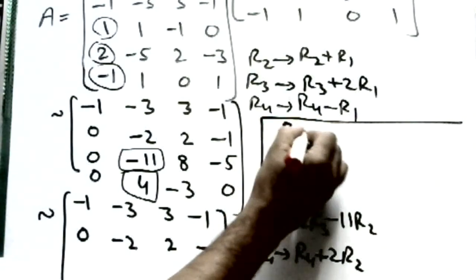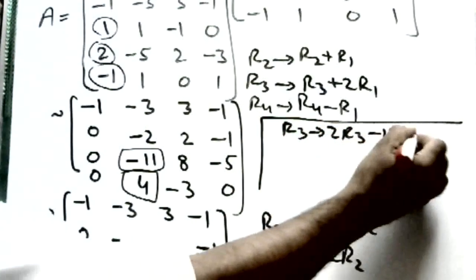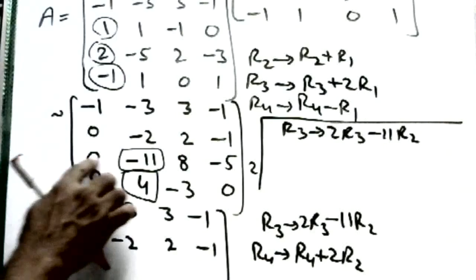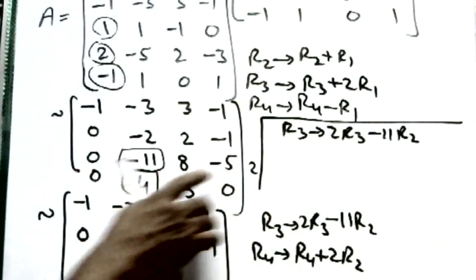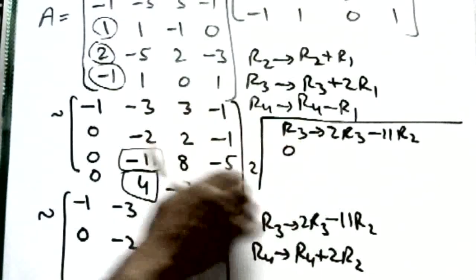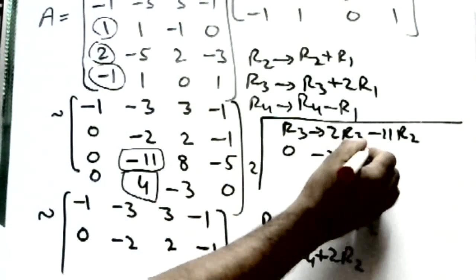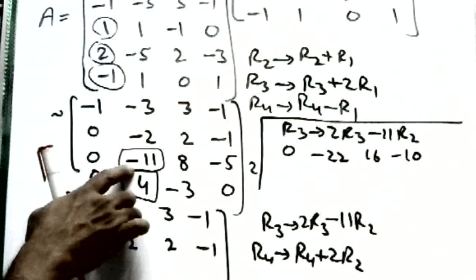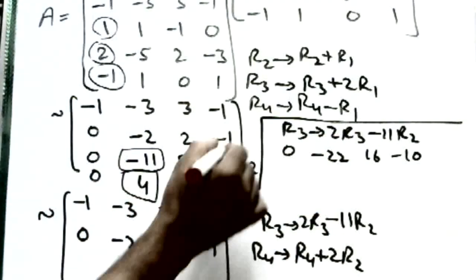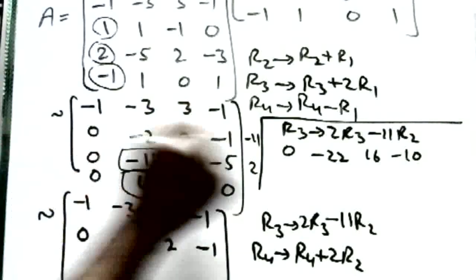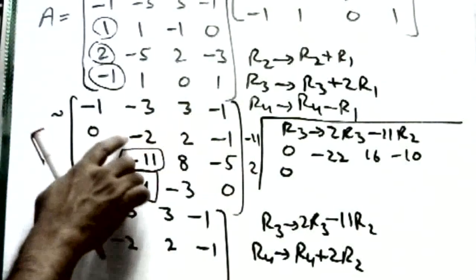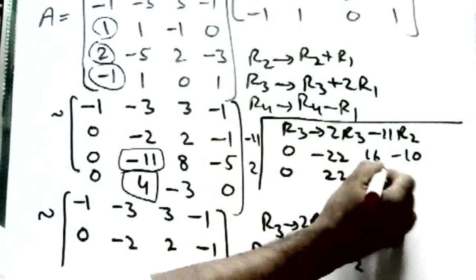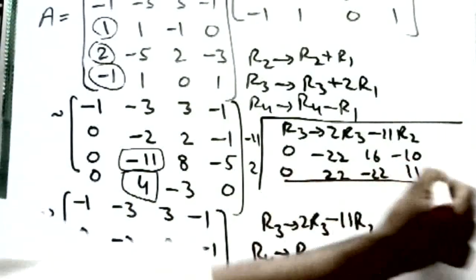I am showing the rough work of R3. R3 implies 2R3 minus 11R2. Now watch here, what is 2R3? That means we have to multiply 2 with R3. I am doing the rough work, okay? Multiply R3 with 2: 2 zeros are 0, 2 into minus 11, minus 22, 2 8s are 16, 2 5s are 10, minus 10. Minus 11R2, so multiply with minus R2: 0 into a number is 0, minus 11 into 2 is minus 22, minus into minus is plus.